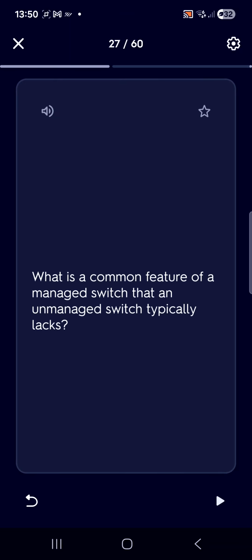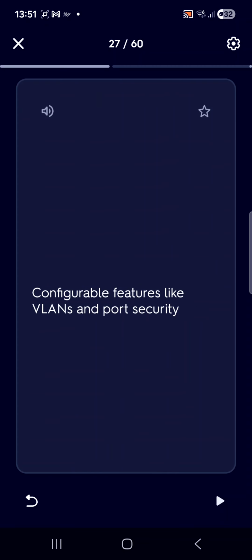What is the common feature of a managed switch that an unmanaged switch typically lacks? Configurable features such as VLANs and port security.